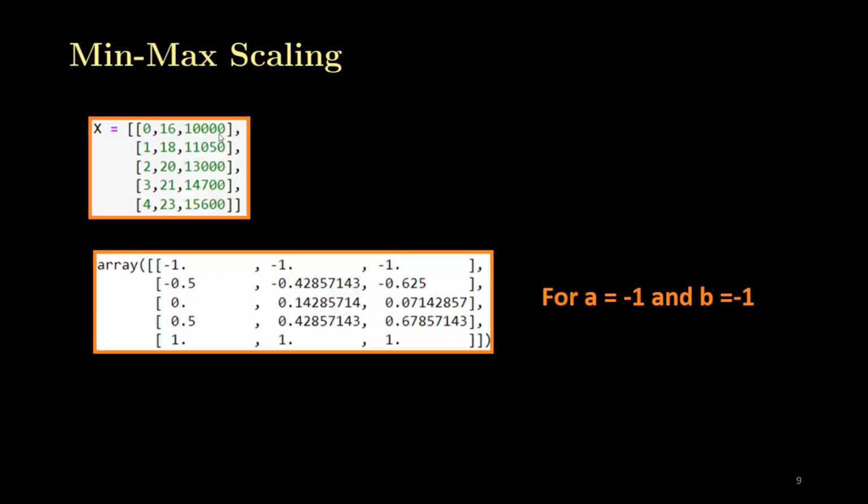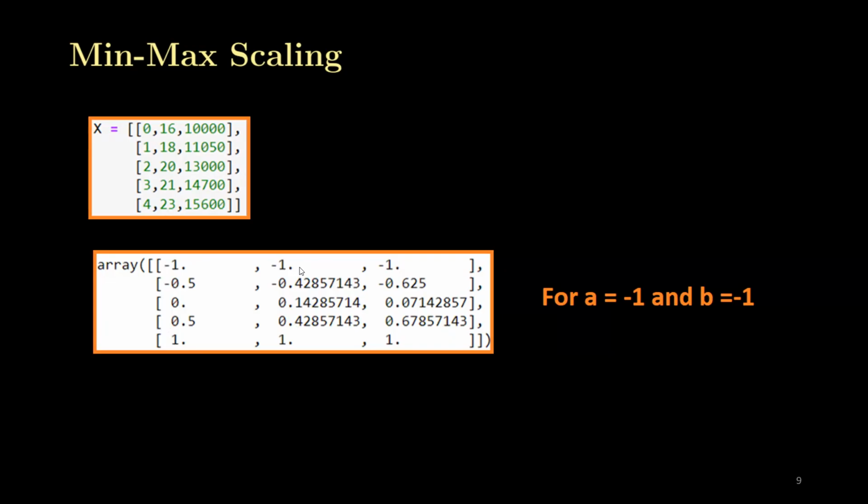This is an example of min-max scaling. This is our original data, and this is the data after performing min-max scaling. Here we have selected A equal to -1 and B equal to +1. If we look at our columns after min-max scaling, we can see that the minimum value is -1 and the maximum value is +1 for each of these three columns.